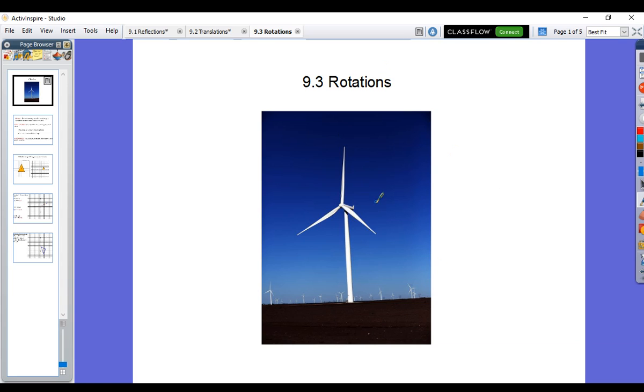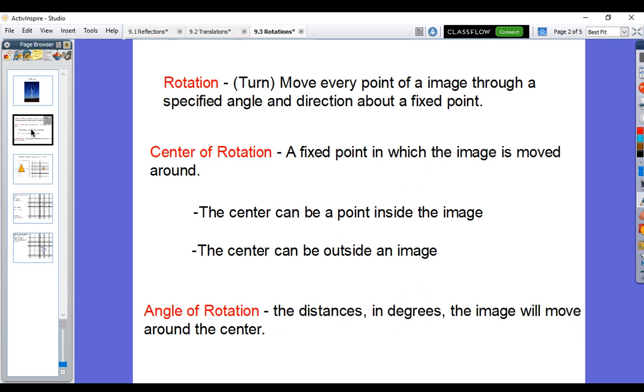Rotations. Now, think of a windmill, hopefully you've seen one before. They all rotate in a given direction, all about a certain center point. Very important to remember. So again, rotation, or just in normal people words, a turn, means every point moves in a certain angle, in a certain direction, about a fixed point. So there's a single point and everything's going around.